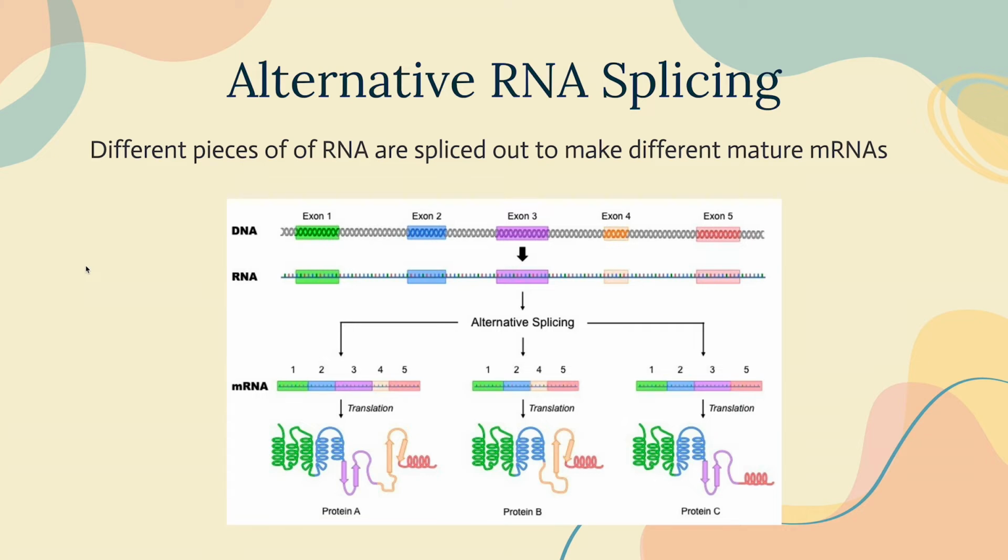Something else that happens in this process is alternative RNA splicing. This happens when you splice out different pieces of RNA to make different mature mRNAs. If you look here, we have exon 1, 2, 3, 4, and 5. If we put all of them on, this is what our protein is going to look like. If we leave out 3, it looks like this. If we leave out 4, it looks like this. So with just one gene, you can make multiple proteins. That's another reason why one gene, one enzyme isn't a good approximation.